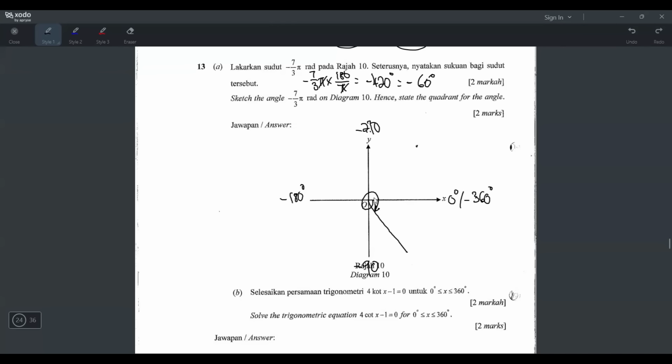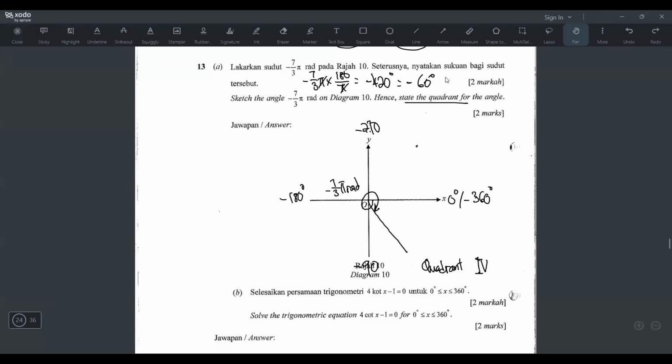So I repeat one more time. Negative means you have to go this direction, clockwise. And why you have to go one full circle first is because just now you got -360, right? So that's why you have to complete one circle and then baru tambah dengan 60. So this is the angle -7 over 3 pi radian. Or you can also write -420 pun boleh. Okay, they asked us to state the quadrant, so just tulis saja: this is quadrant 4. Yeah, quadrant 4. Okay, so this is quadrant 1, quadrant 2, quadrant 3, quadrant 4. So my angle is in quadrant 4 lah. Okay, sudah siap. So this is only worth 2 marks.